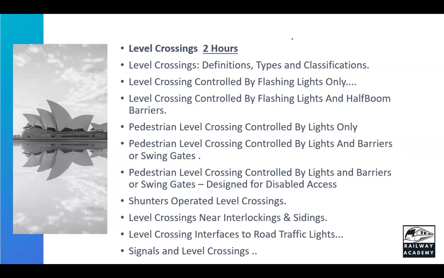If it is near the station master, they can work it from the station itself, how it is worked remotely. How a maintainer who is going by road can stop his car nearby and remotely operate the gate from his remote control. All these things, about 2 hours we will cover.